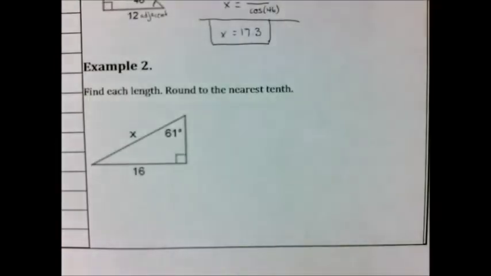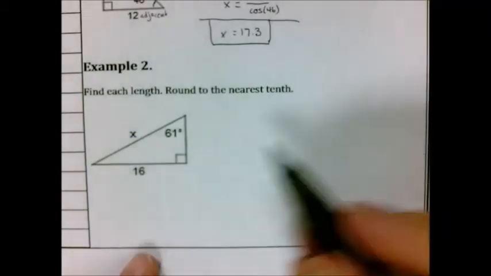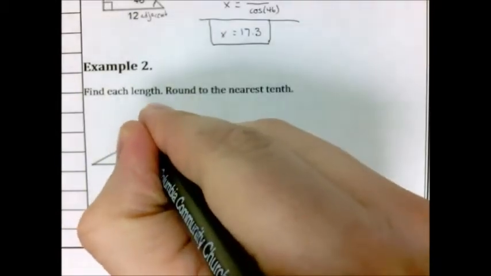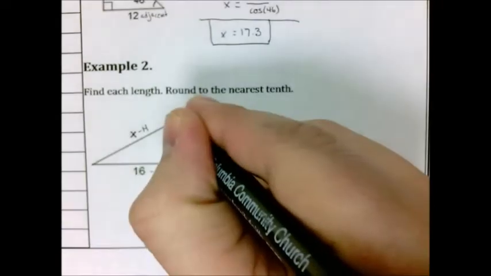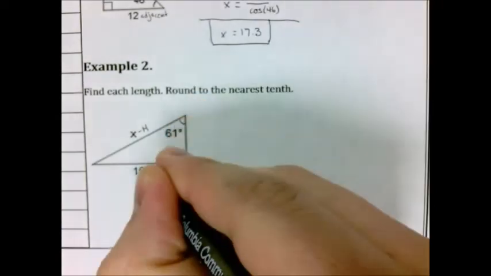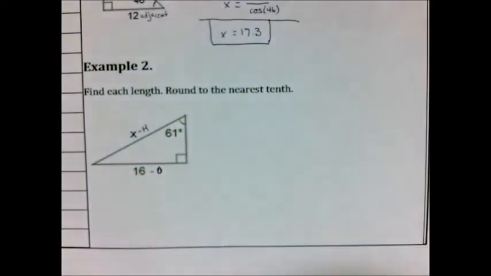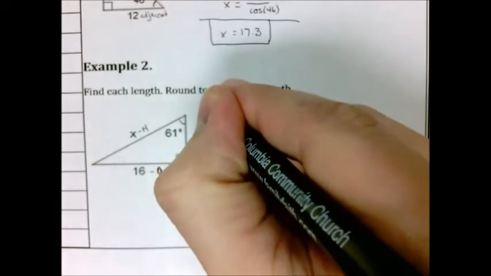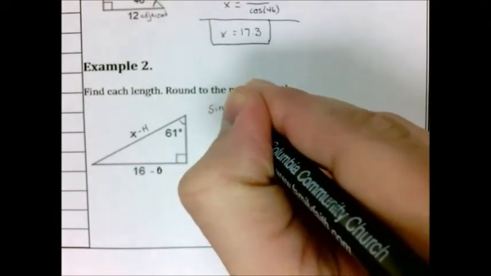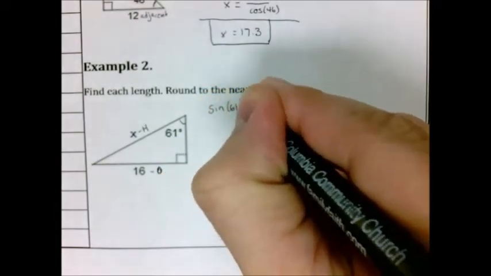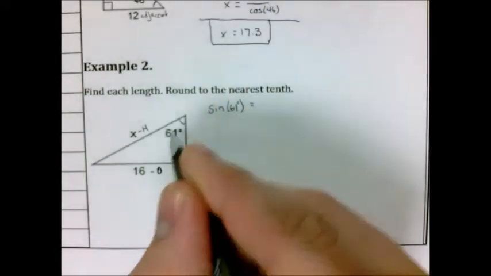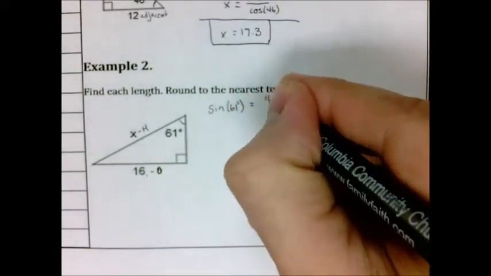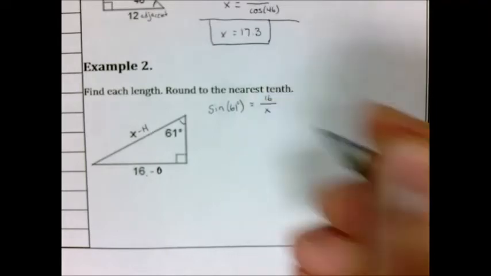Okay, example 2, we're still trying to find what the value of x is, and we know x is the hypotenuse. 16 from this angle right here is the opposite. That means we're going to use SOHCAHTOA. S is the opposite over hypotenuse, which means we're using sine. And we know the sine of 61 degrees is equal to the opposite, 16, over the hypotenuse, which is x.